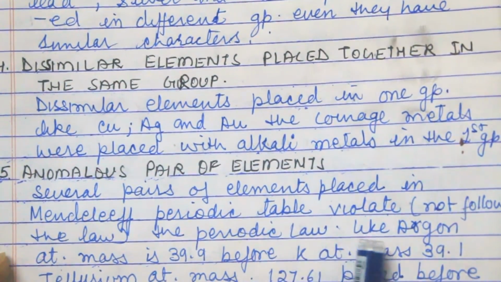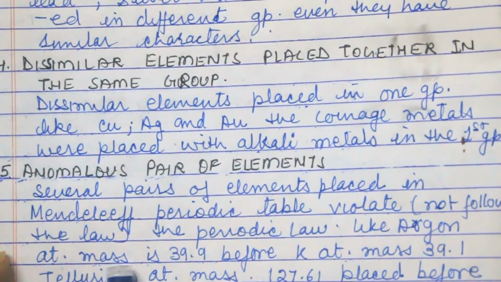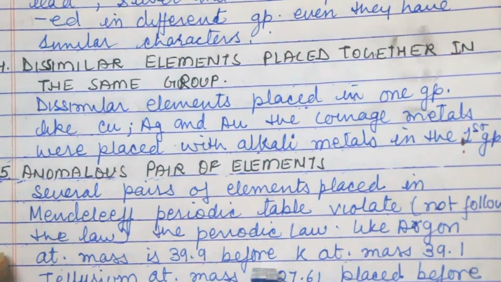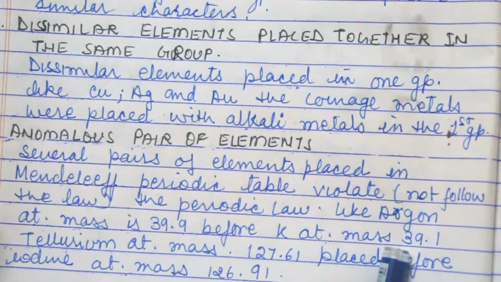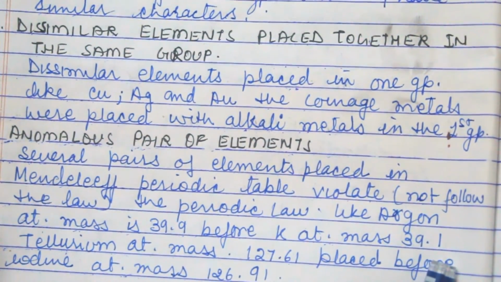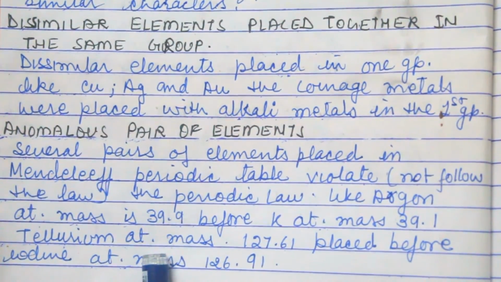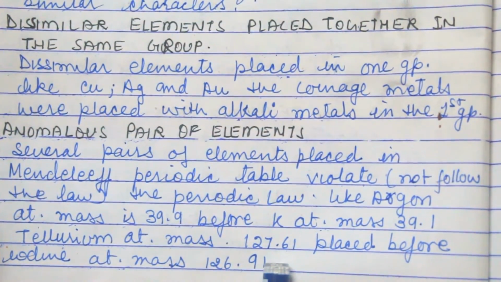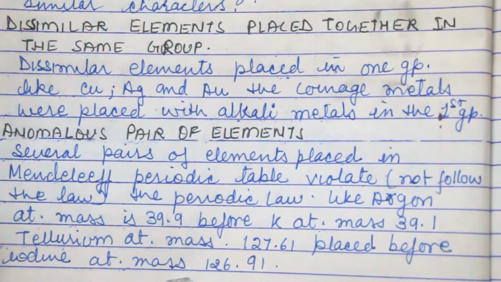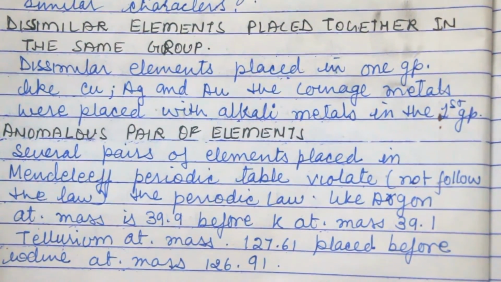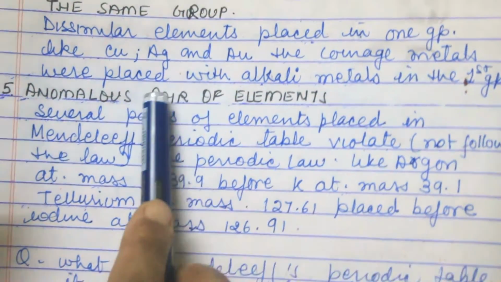the periodic law. Like argon, atomic mass 39.9, is placed before potassium, whose mass is 39.1. Beryllium, atomic mass 127.61, is placed before iodine, which has atomic mass 126.91. So these are the demerits.